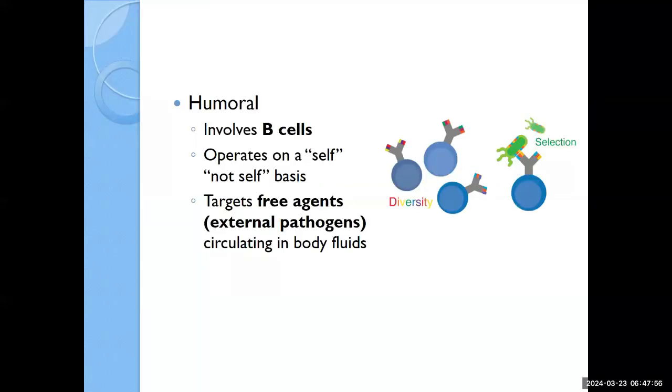We'll begin with the humoral response. The humoral response involves the B cells. They operate on a self-not-self basis, very similar to the natural killer cells. They float through and they're looking for some sort of external pathogen, a bacteria just hanging out there in the open, or a parasitic worm sitting out there. They can recognize that as being foreign and will burp up antibodies to combat it.